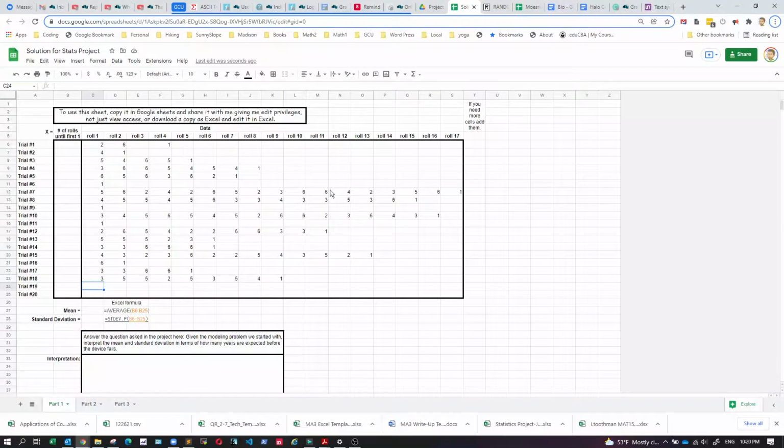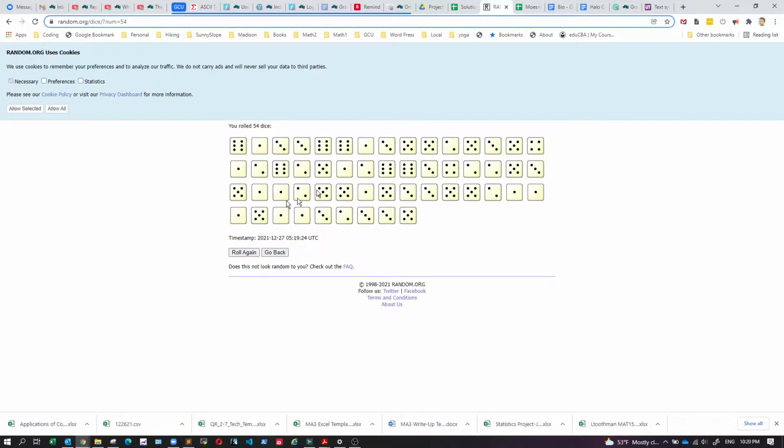A copy of the stats project that I'm working through, just to show you what I should see. So the first part is to do these experiments where we roll the die many times and we collect some data. One suggestion I had for you was going to this random.org site and using their dice rollers.